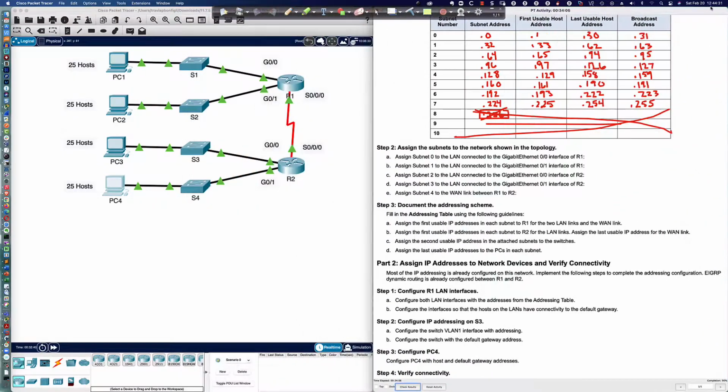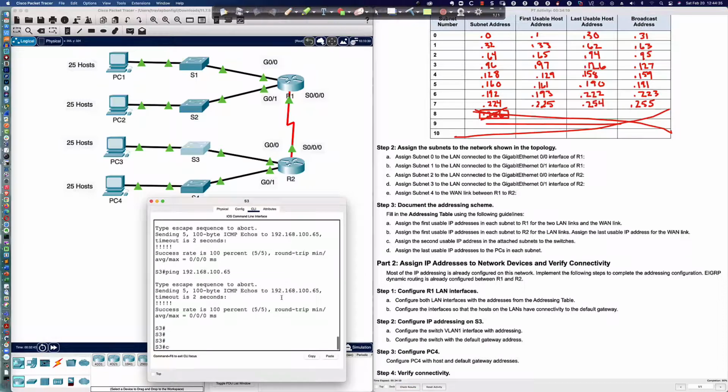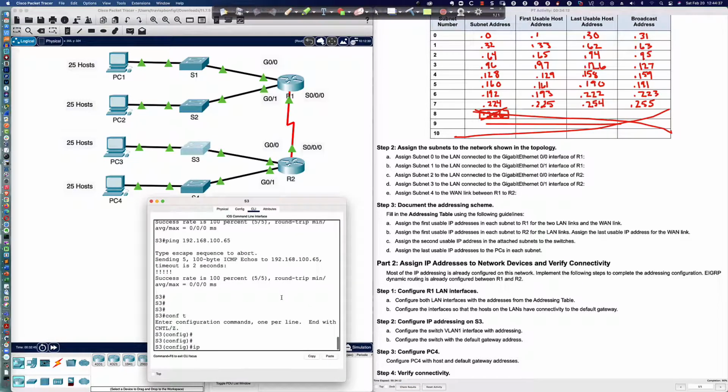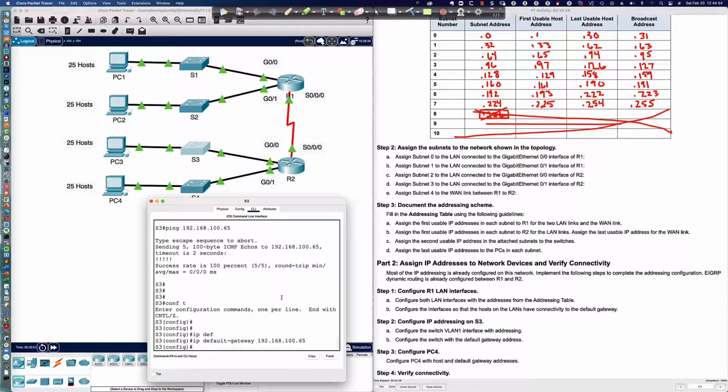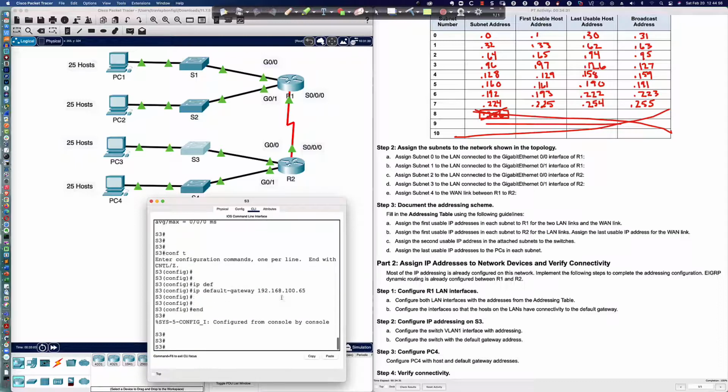All right, so let's bring this back over here. And it was on switch 3 where I left out. I didn't see that in the instructions as I was trying to figure out what it was we were supposed to be doing. 192.168. Okay, so switch 3 is on the gig 00 interface on router 2. That should be subnet number 2. And the default gateway will be .100.65. And there you have it. We are now at 100%.